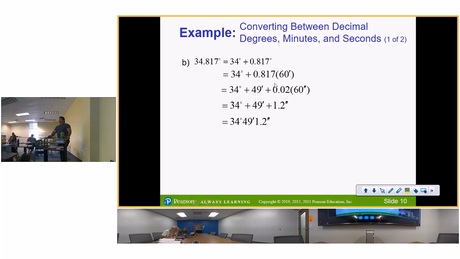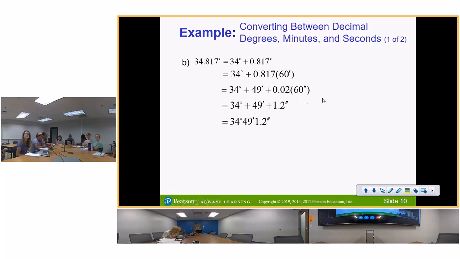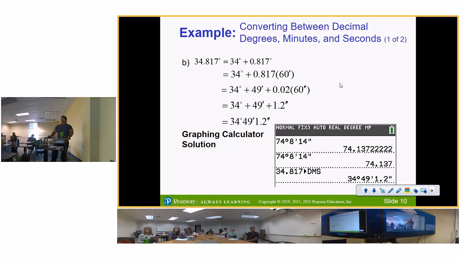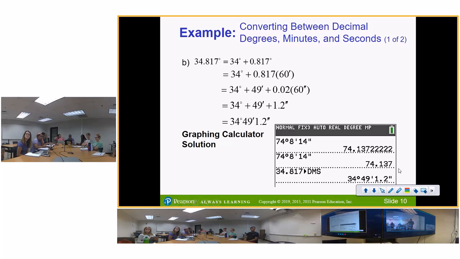Okay? Take the 0.18817, multiply by 60, and you'll get something like 49.02, blah, blah, blah. And then you take the 0.02 and multiply that by 60. Okay, so now you got 4 questions on the Unit 1 test. Now let's go and pull up your calculator.